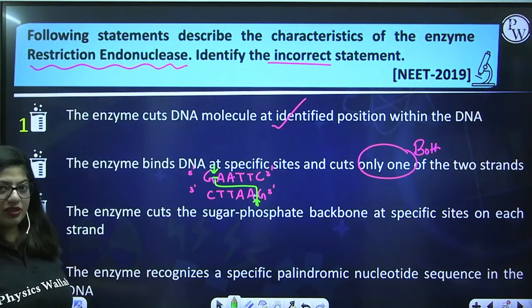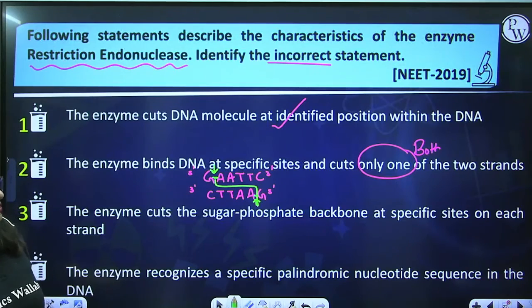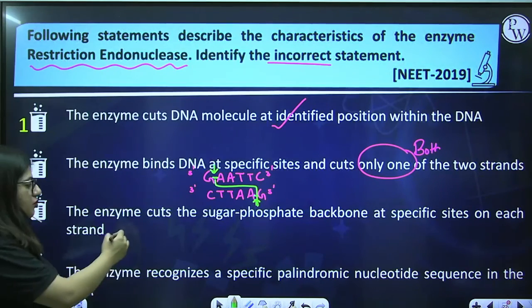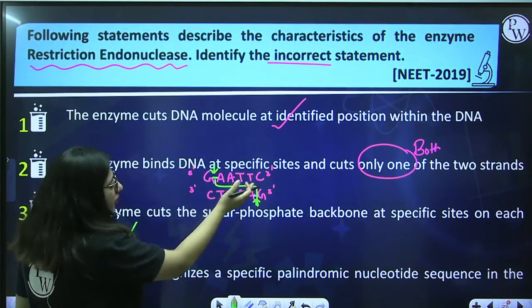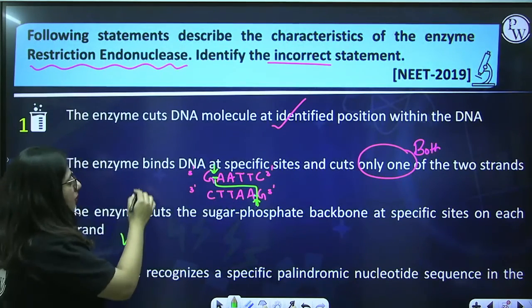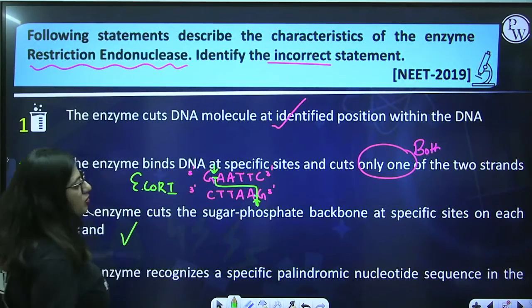Let's see whether the others are correct or not. The enzyme cuts the sugar phosphate backbone at a specific site on each strand. This is also true. The site is also specific. It is not that EcoR1 is cutting somewhere here, somewhere here. No. Every time EcoR1 cuts, it will cut here only, in between G and A.